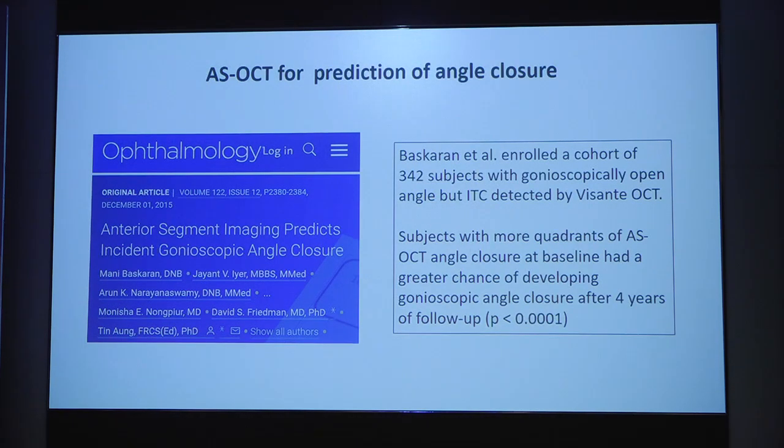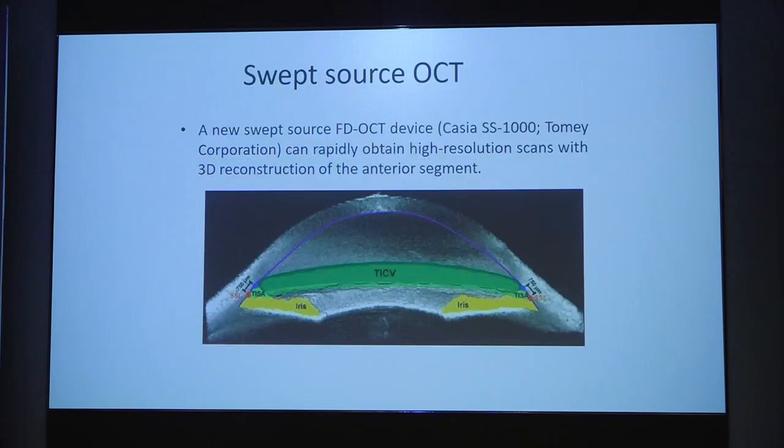In this paper, Vascular et al. looked at a cohort of almost 300 patients who had a gonioscopically open angle, but where they had detected iridotrabecular contact by Visante OCT. They saw that the subjects with more quadrants of ITC at baseline had a greater chance of developing gonioscopic angle closure after 4 years, which was statistically significant. So thereby, ITC can predict angle closure glaucoma which is going to happen in future.